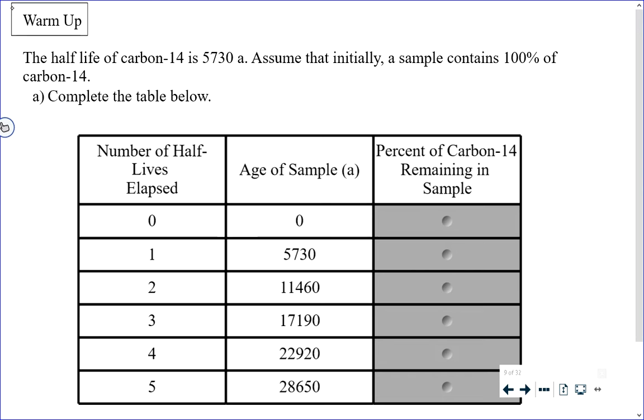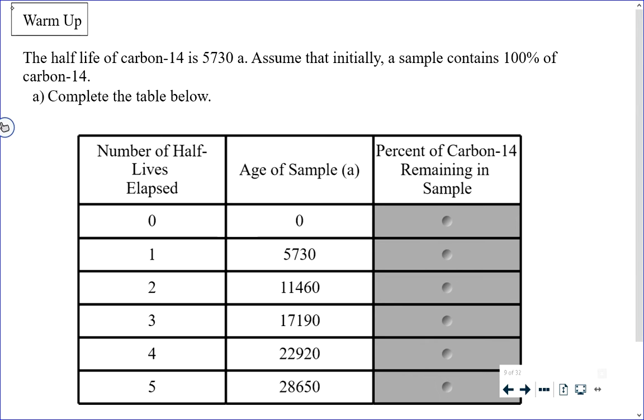Now the warm-up is going to introduce us to this idea of half-life and what it means in terms of radioactive decay. So carbon-14 is a particular isotope of carbon whose half-life is 5,730 years. We've talked about this in the past, but the symbol A in math and science means years. And we're assuming here that initially we've got a sample of 100% carbon-14. We're asked to complete the table below.